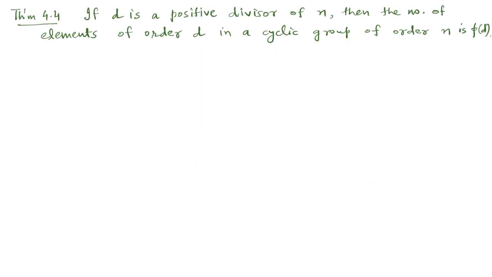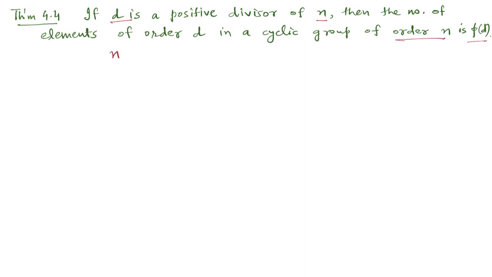In this video, we shall prove this theorem which says that if D is a positive divisor of n, then the number of elements of order D in a cyclic group of order n is phi(D), where phi is Euler's phi function. Let us understand this statement with the following example.